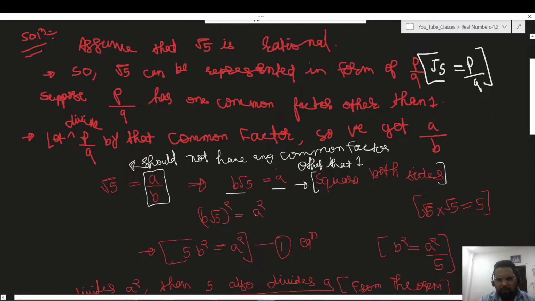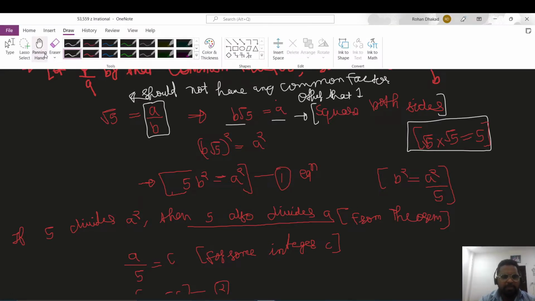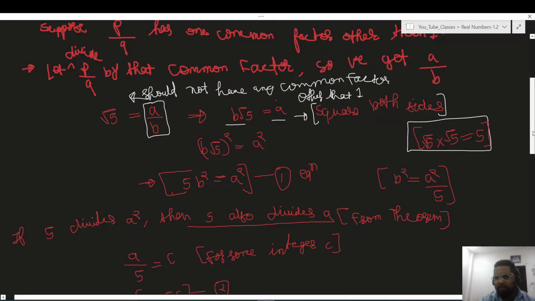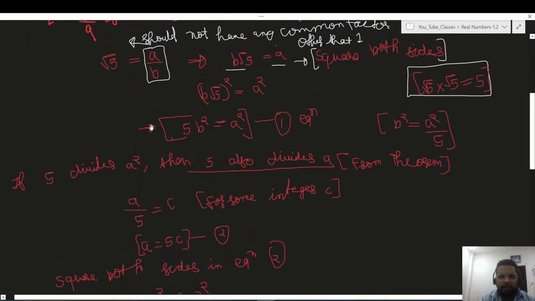When I open the square, it becomes b square into 5, because root 5 into root 5 equals 5, and a square will be a square. We have named this the first equation. Then, according to one theorem, actually there is one theorem which says, as you can see the relation here.